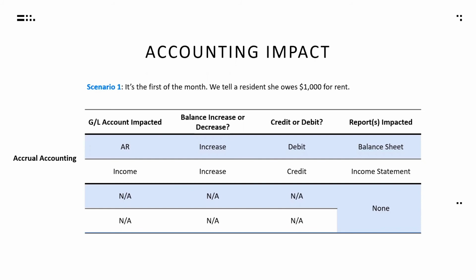In order for us to increase our AR account, which falls under the asset section of our chart of accounts, we must debit it. In order for us to increase our income account, which falls under the income section of our chart of accounts with a normal balance of credit, we would credit it. In this scenario, debits still equal credits. The two reports on accrual accounting that will be impacted by this are the balance sheet as well as the income statement.